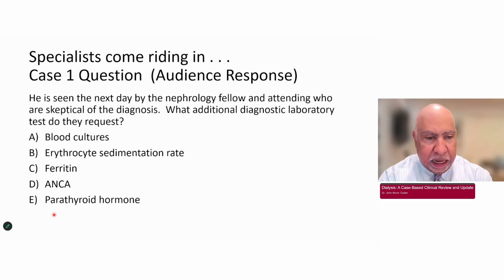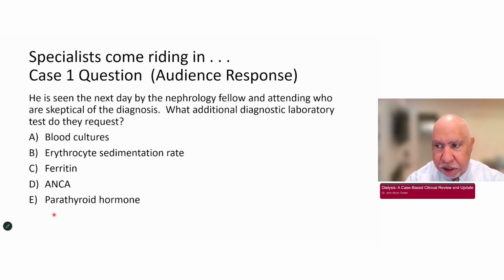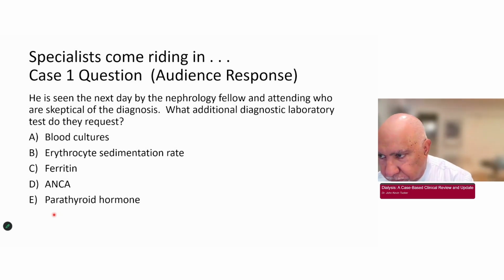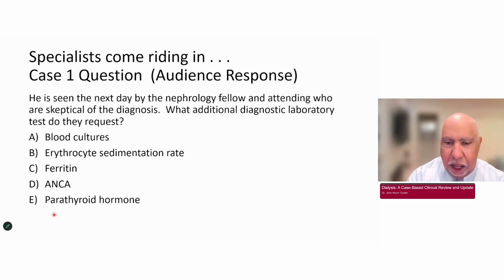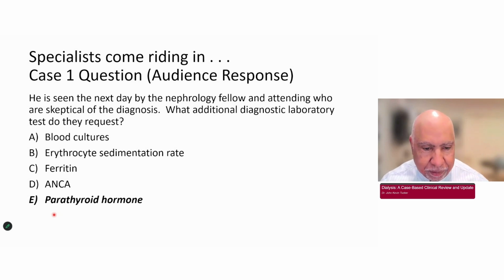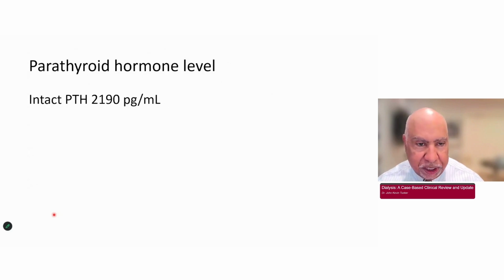So what additional diagnostic laboratory tests do they request? Is it blood cultures, sed rate, ferritin, ANCA, or a PTH? Please vote. And I see a few more votes coming in for PTH, second number highest votes coming in for blood cultures. And the answer is PTH is what we requested.